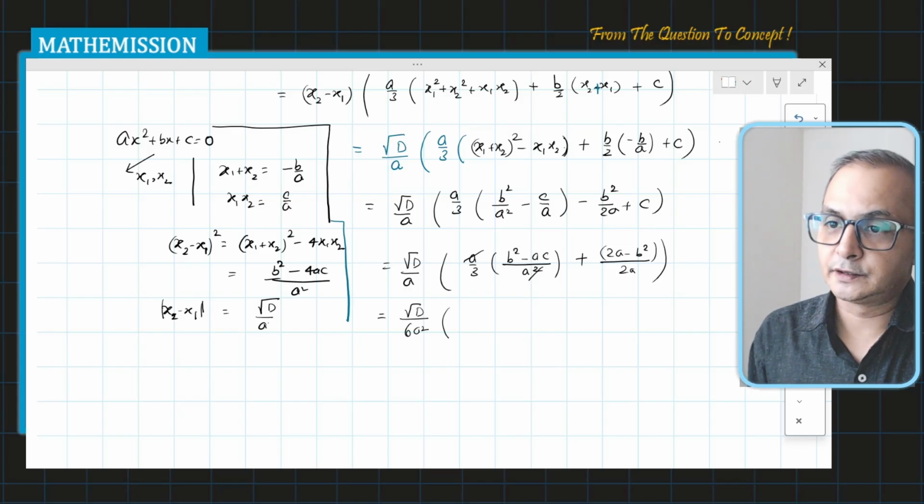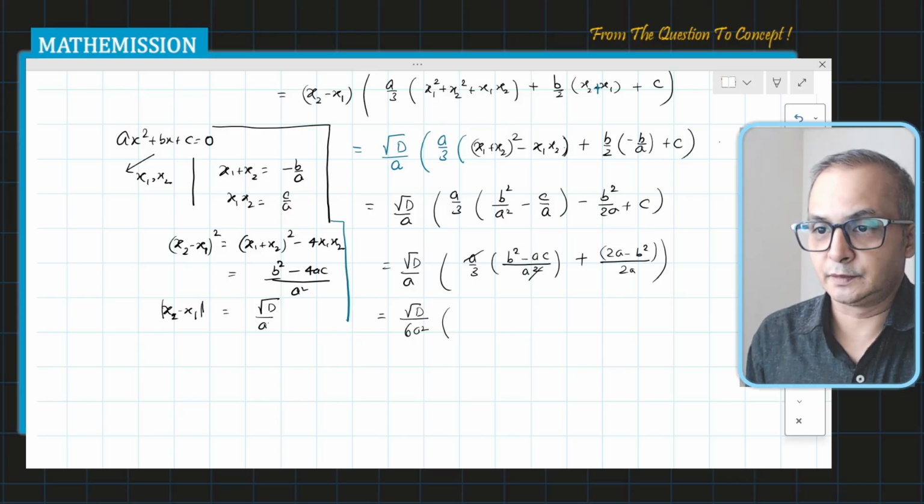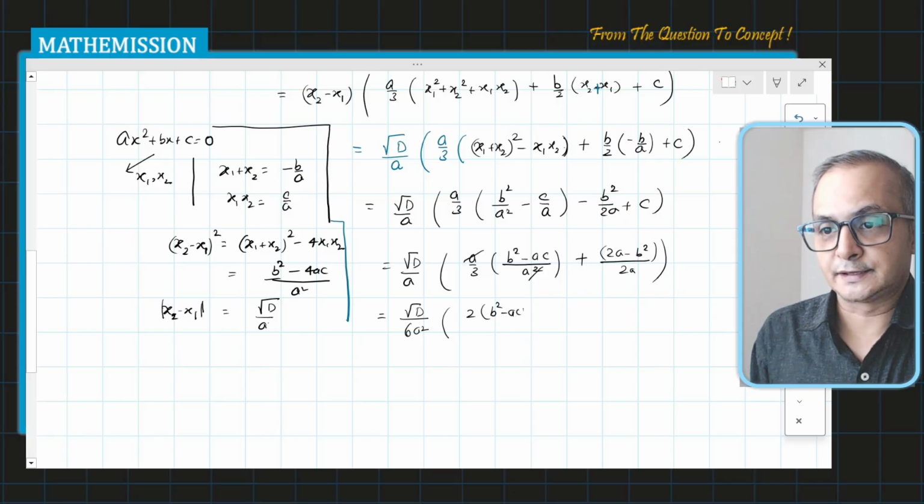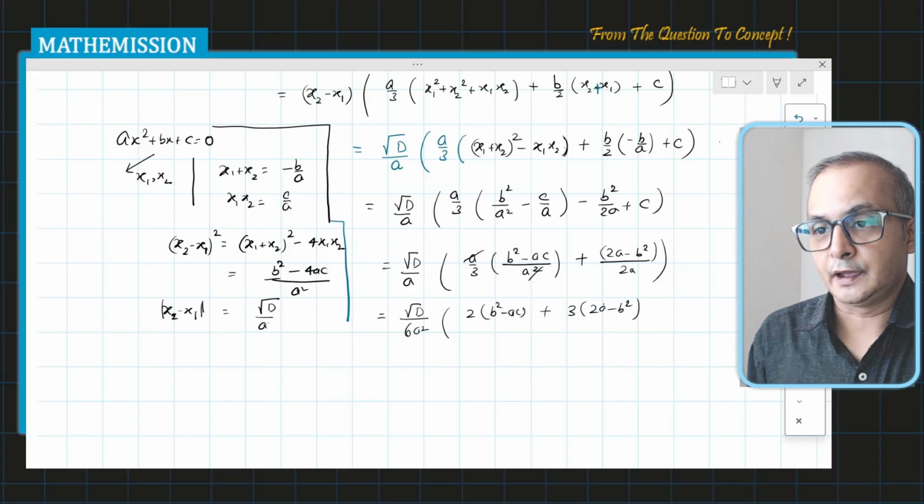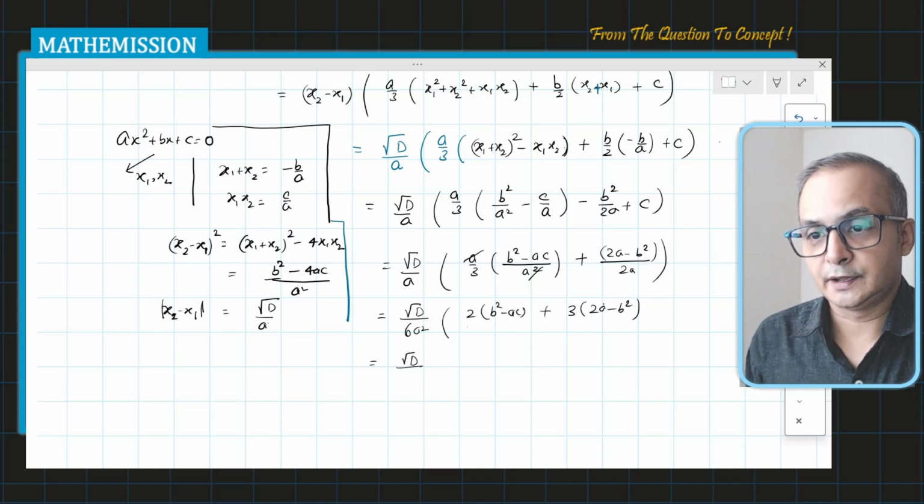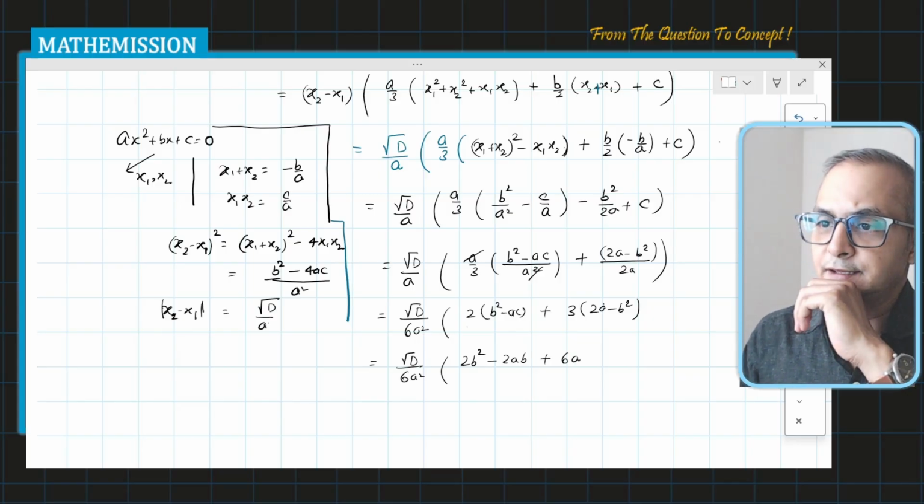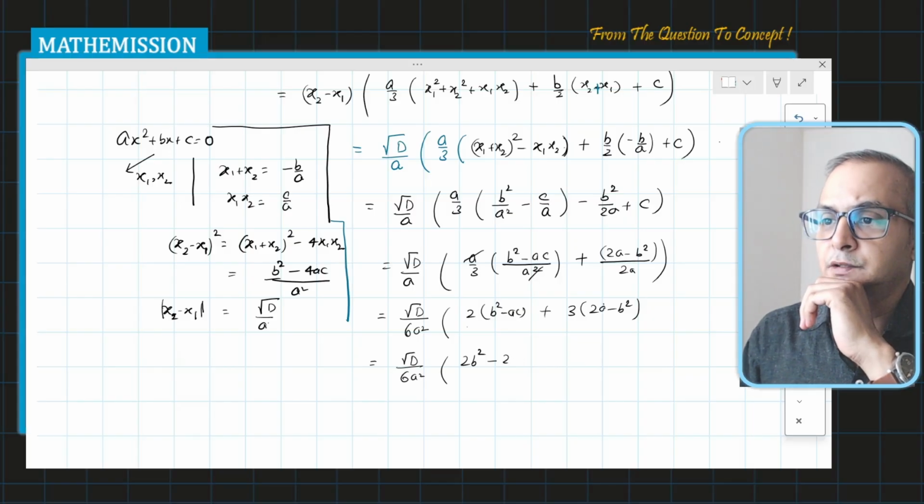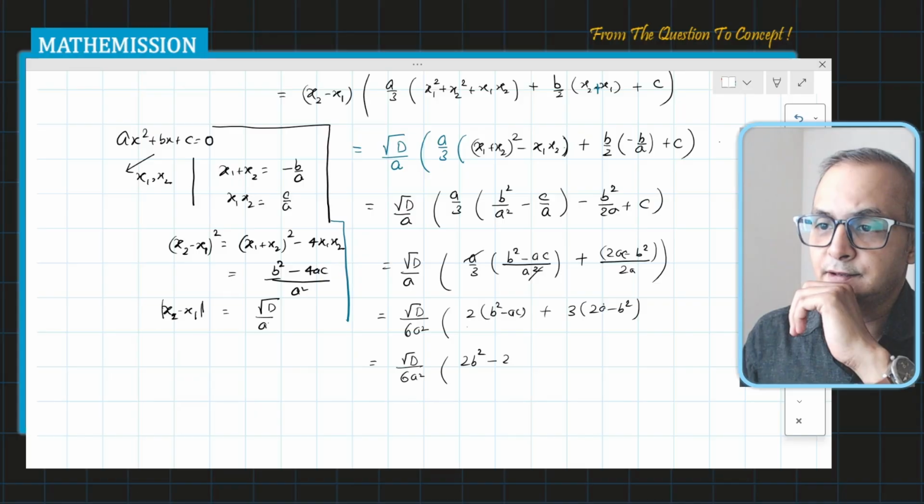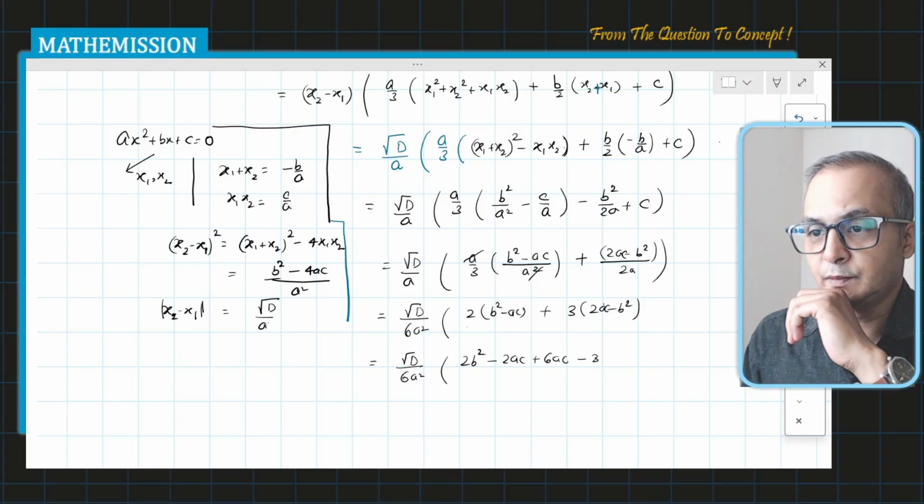bracket, and here this 2 will be multiplied because a in the denominator both, so 2 times b square minus ac, and here 3 will be multiplied, so 3 times 2a minus b squared, and denominator I have nothing because already have taken, so that is going to be root d by 6a squared, and here it will be 2b squared minus 2ac and plus 6a. Why written the ac? So that is going to be ac, by the way, and there will be also ac, also c, so it will be 2ac plus 6ac, and that is going to be minus 3b squared.